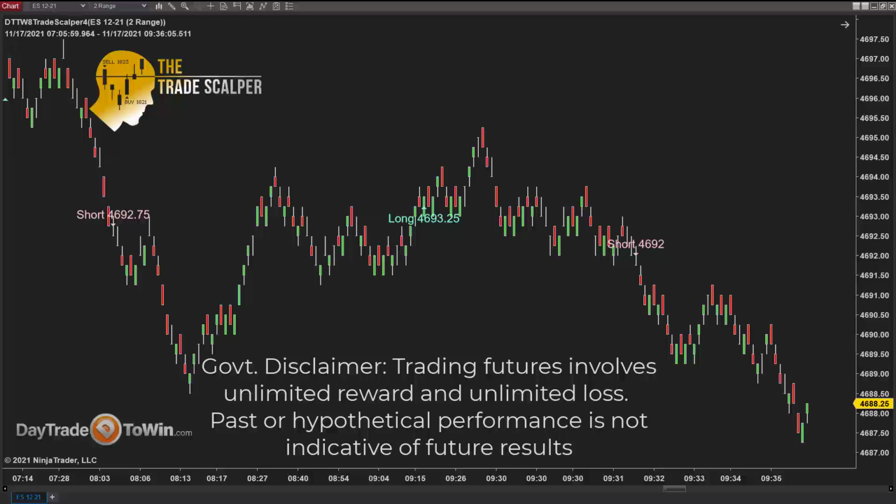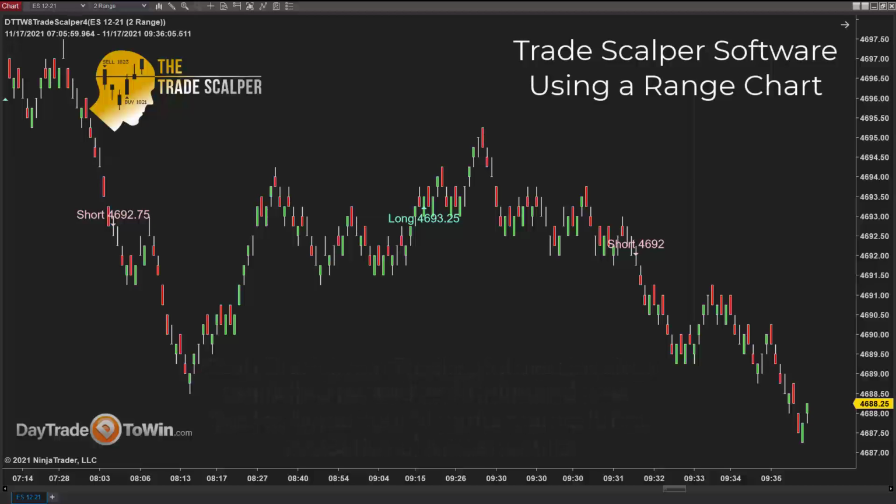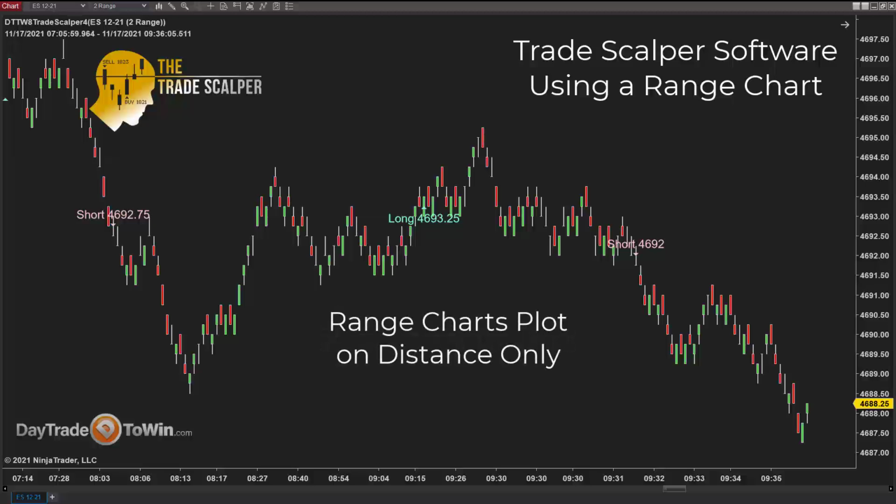So if you look here at the chart for today, I'm using a range chart, and typically a range chart is used when the market is a little bit slower or a little bit choppier, where a 1 minute chart may not do as well. A range chart is also an idea where distance is being calculated instead of time. A time chart, a minute chart, basically works on time for every candle that's created. A range chart is plotting based on distance only. So it's a little bit different.